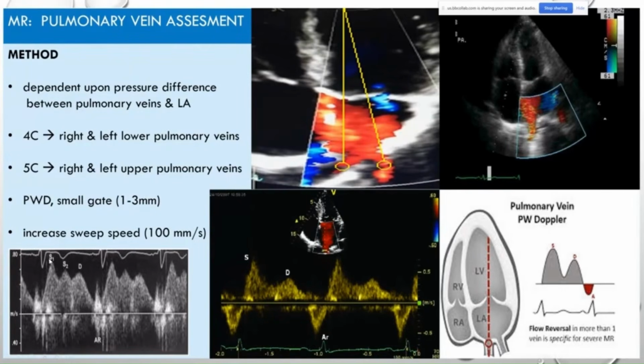So S wave, you don't always get an S1 and an S2. Sometimes you just get an S wave, a D wave, and an AR wave. Just keep that in mind. Look at this picture again. You're putting the pulse wave Doppler 1 to 2 centimeters into the pulmonary veins. No more than that. So when you use your pulse wave Doppler, this is what your flow is supposed to look like.